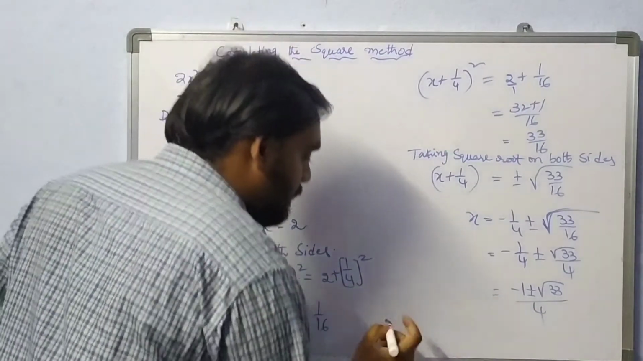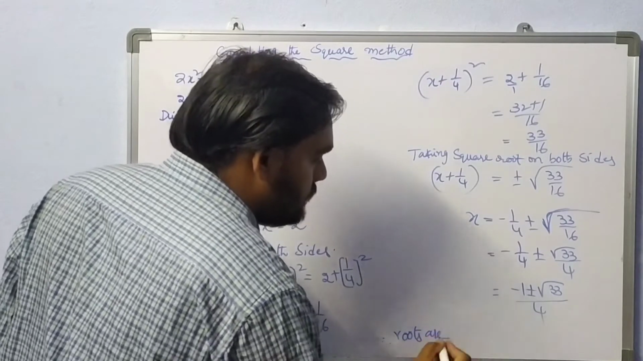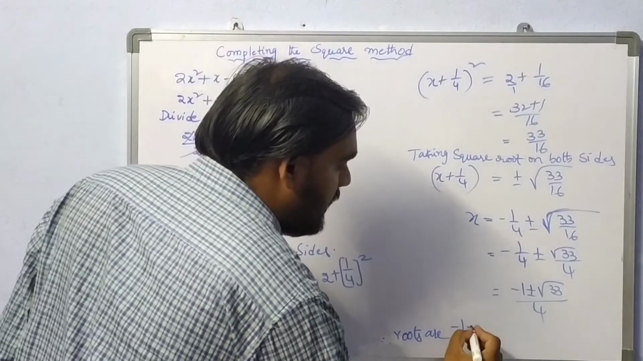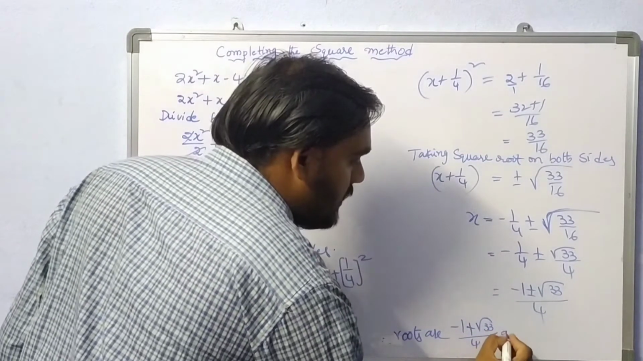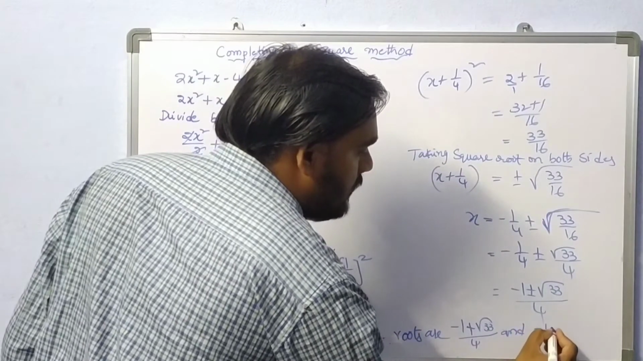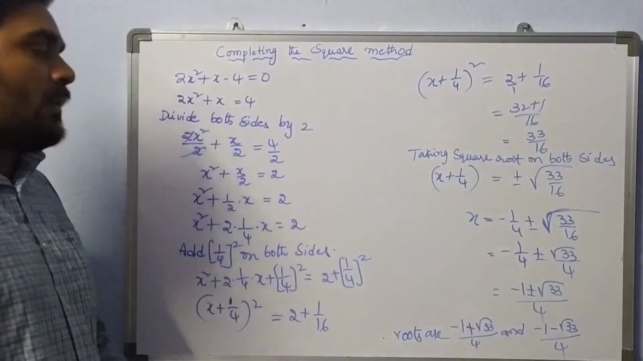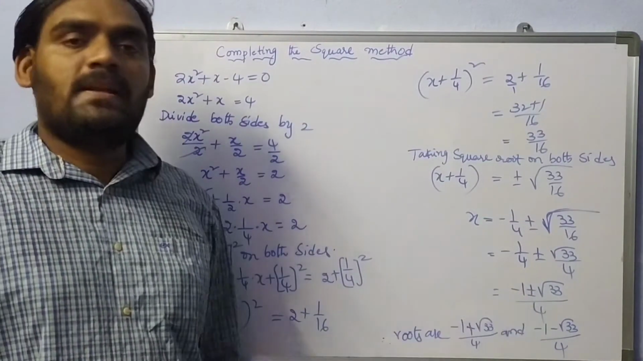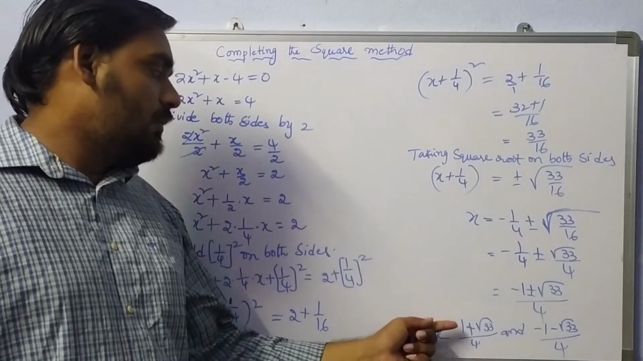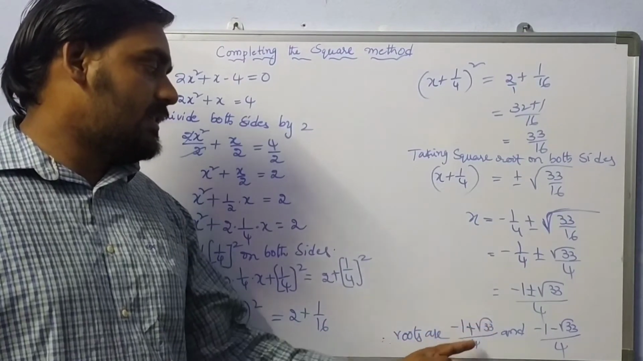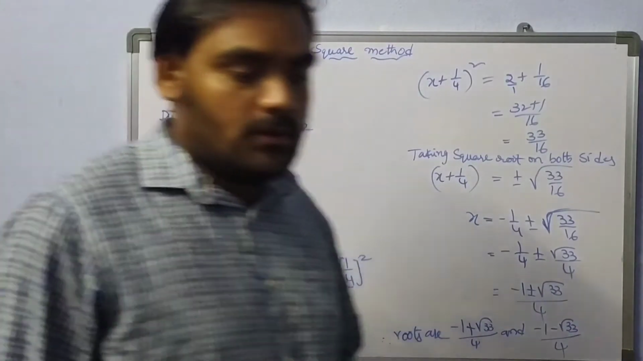Now we will get the roots. Therefore roots are minus 1 plus square root of 33 by 4 and minus 1 minus square root of 33 by 4. See here, plus or minus, one time we need to take plus, another time we need to take minus. If I take plus minus separately, we will get the roots minus 1 plus square root of 33 by 4 and minus 1 minus square root of 33 by 4. Check once.